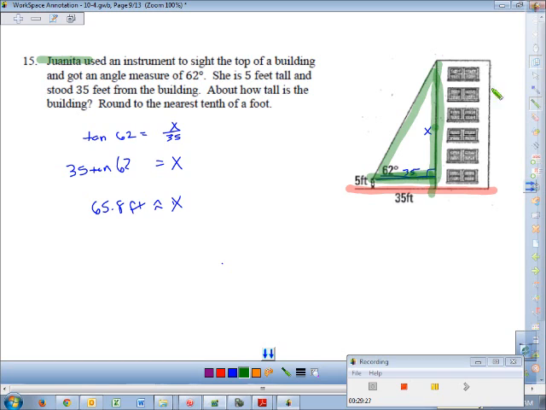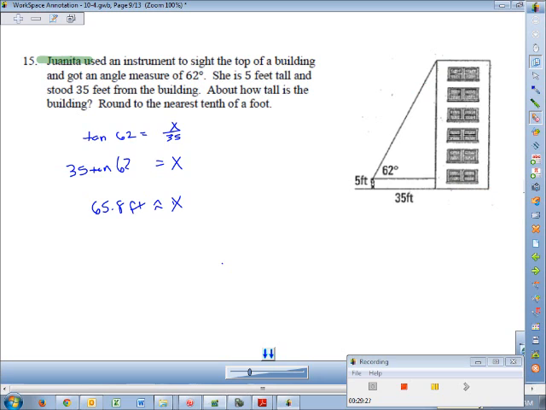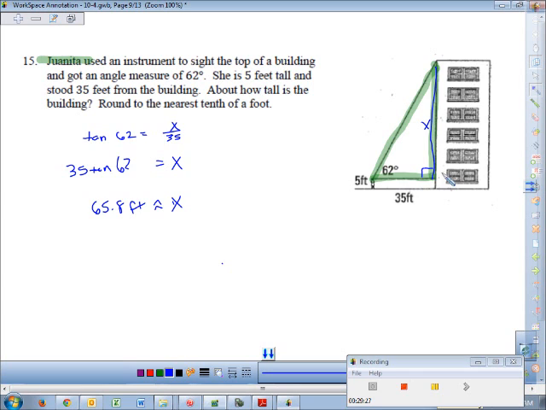Is that the answer to this question? Isn't this the right triangle that you just used right here? And you found x, which is this distance, correct? How tall is the building? So is x 70.8 feet? X is not 70.8 feet. X is 65.8 feet. But you must add 5, and the building is about 70.8 feet tall.